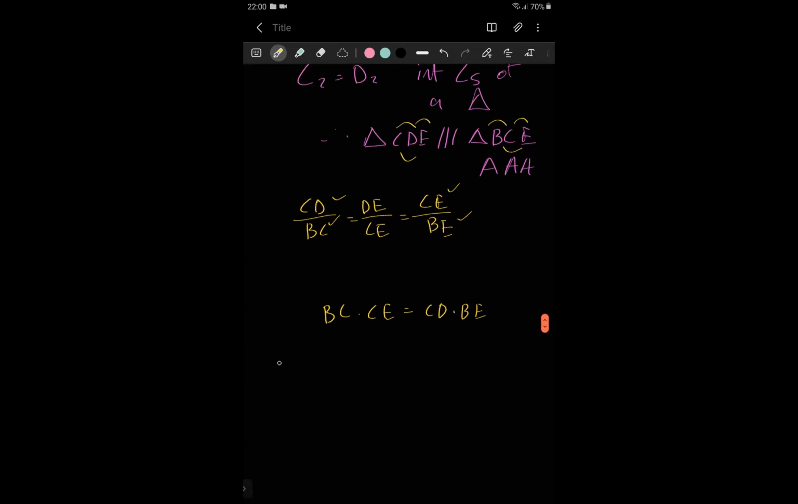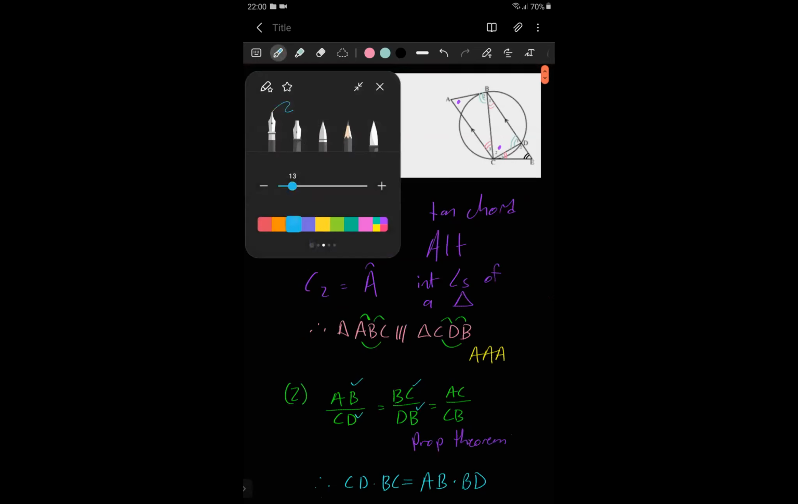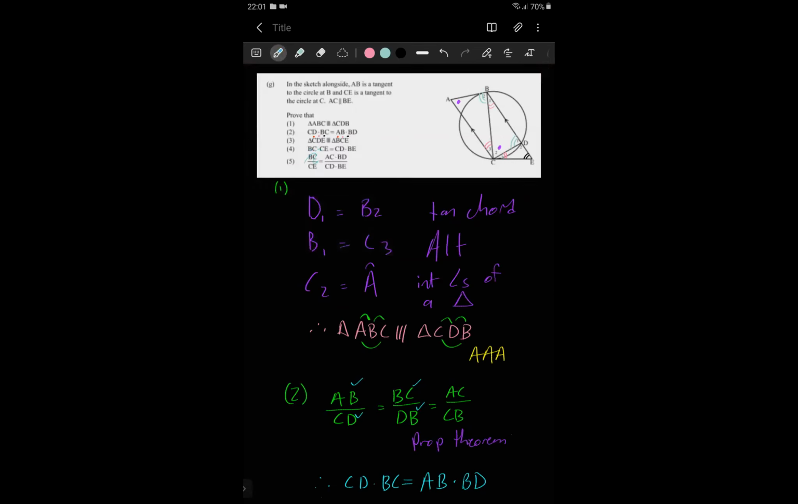And then question number 4, because remember, we're trying to go towards question number 5. That's actually our main target. 4 is what we proved. So with this question number 5, I want us to prove that BC over CE is equal to all this going on and on.